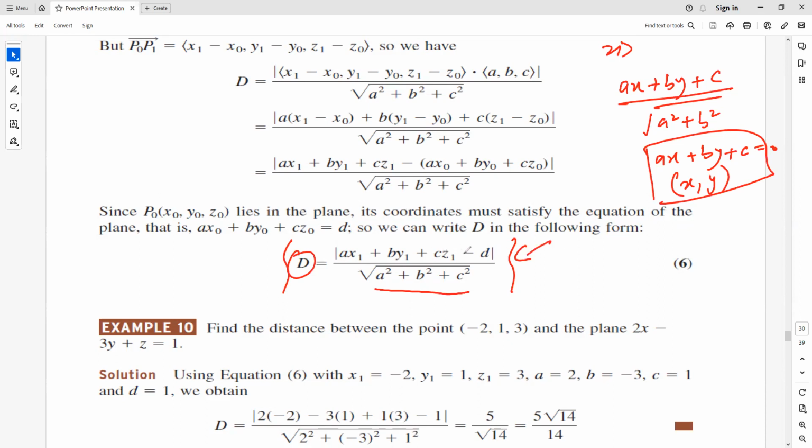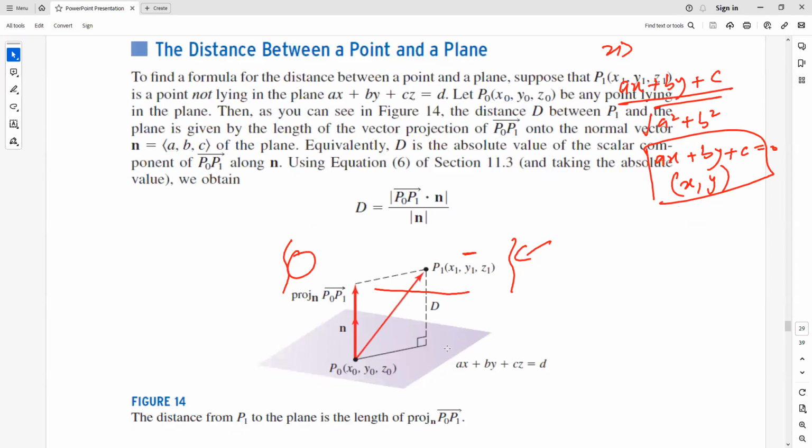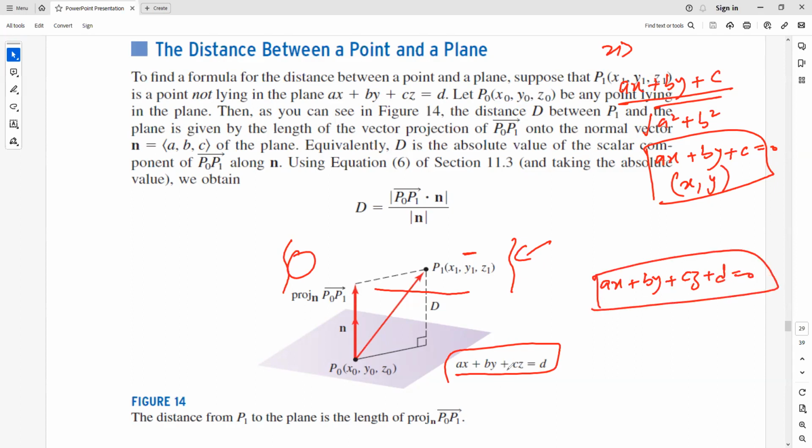So it's negative d here because the equation given in this case is in the form ax plus by plus cz equals d. If we write it in the form ax plus by plus cz plus d equals 0, then in the formula it will be plus d, right? It's the same thing, but here d is moved to the right side. d is a constant, so it may be negative or positive, but in general we can write it in this way, right?